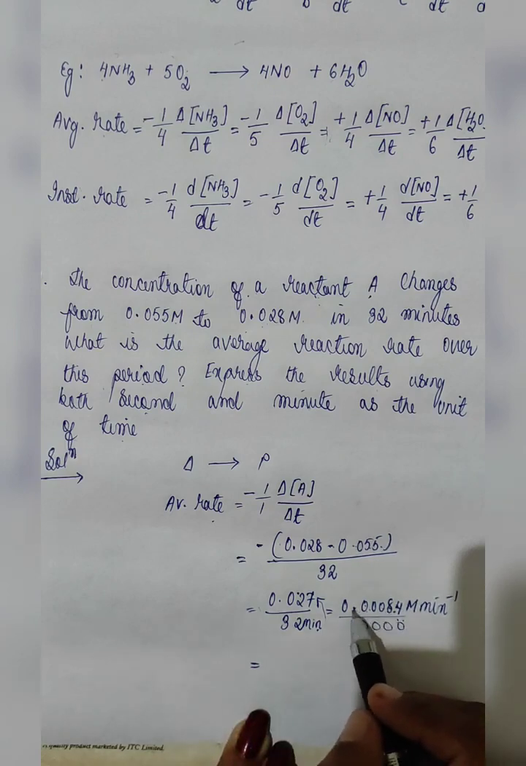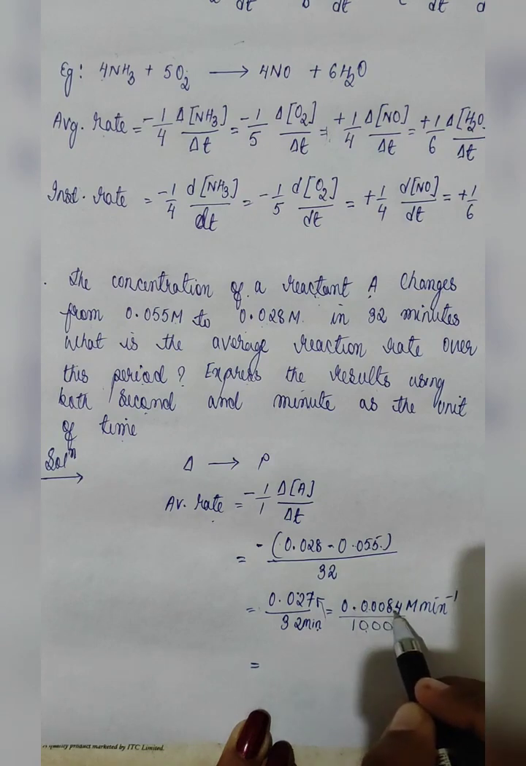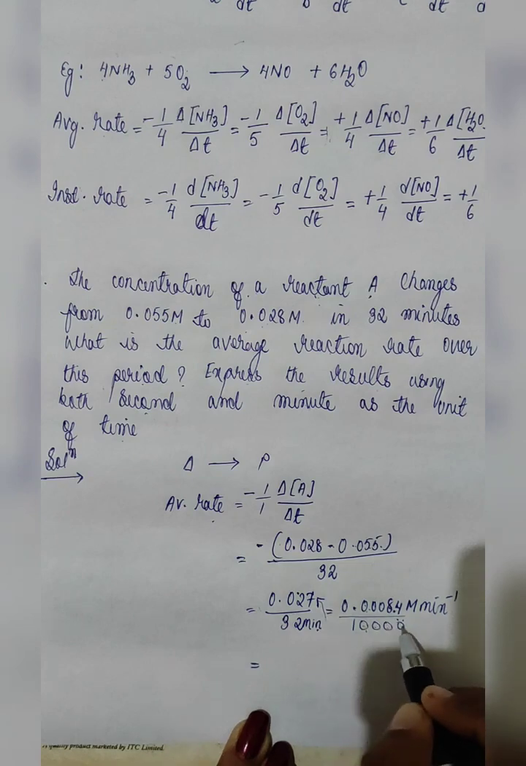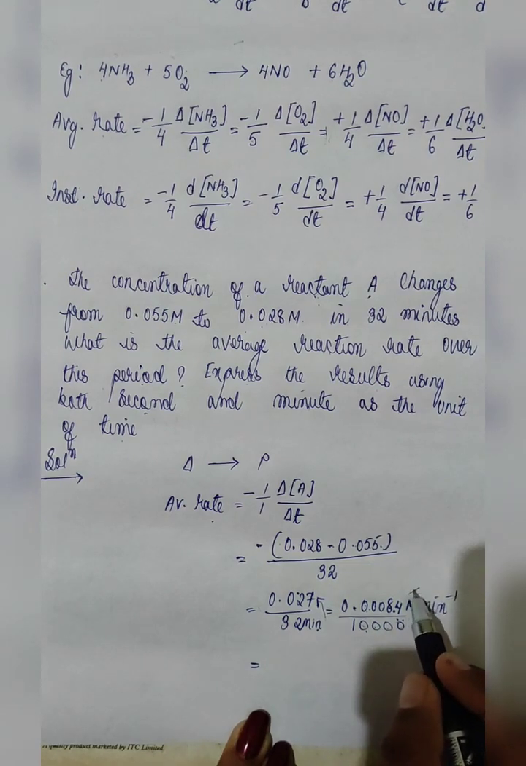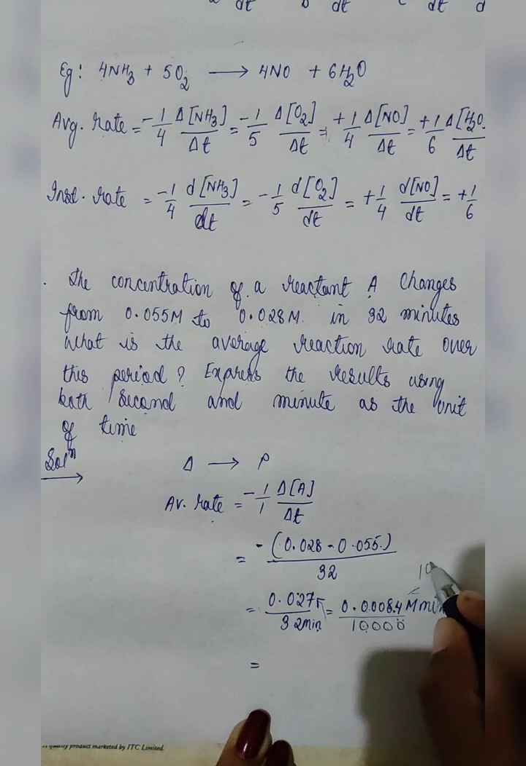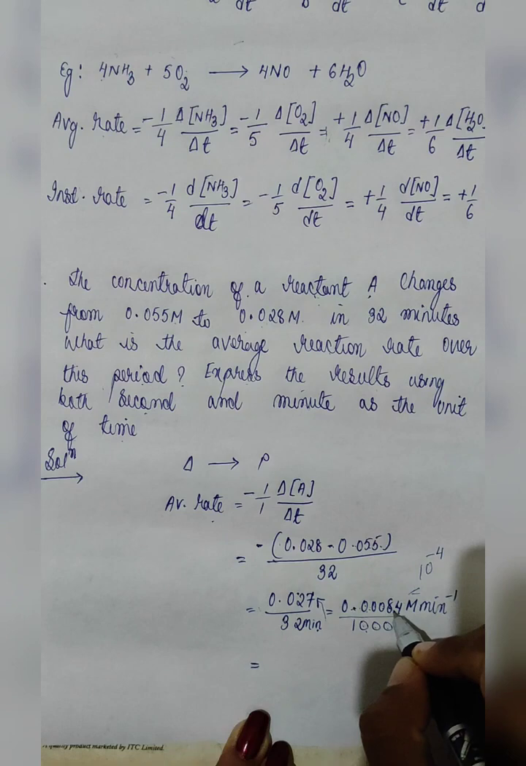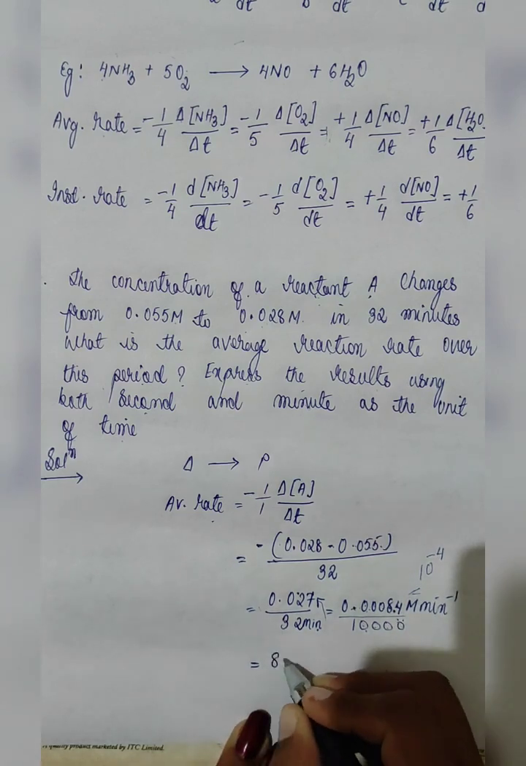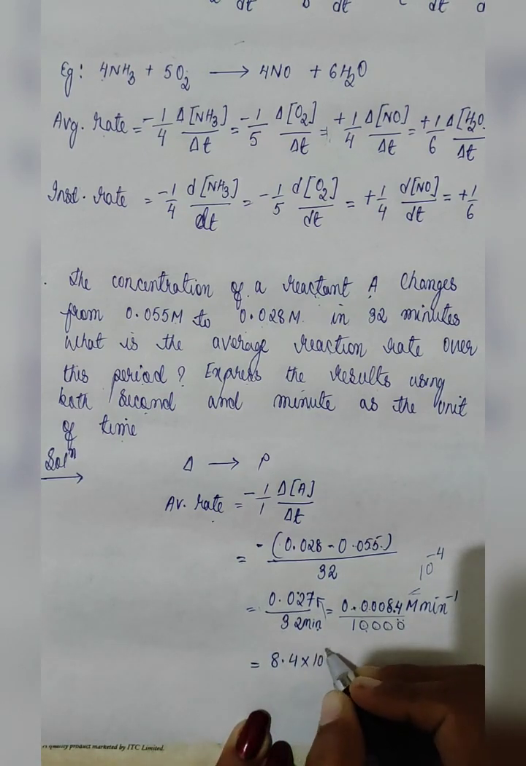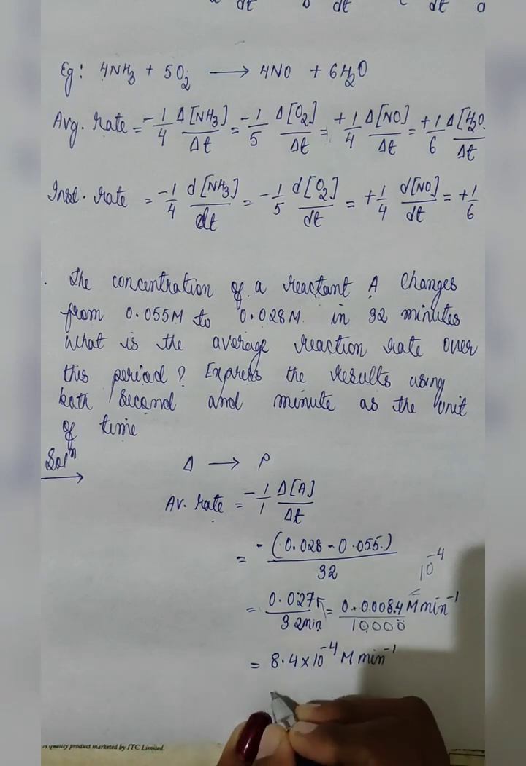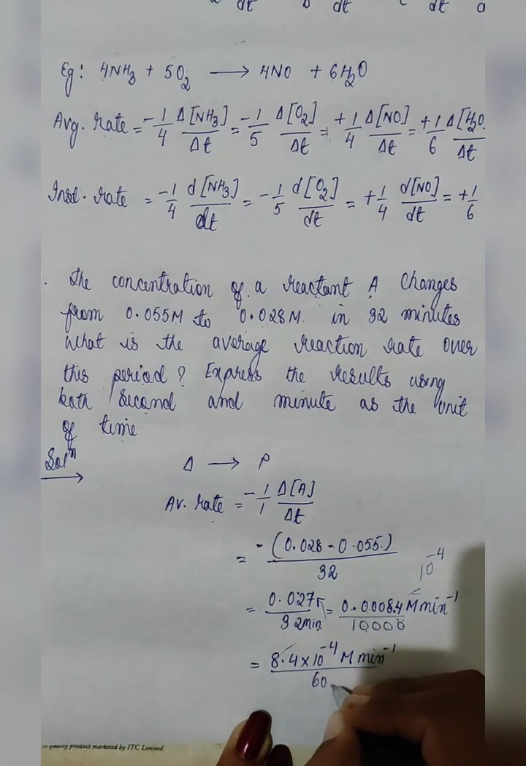So in order to push this decimal point towards the fourth step, this 1, 2, 3, 4, when we put it in the numerator, it will become 10 to the power minus 4 by pushing the decimal point to the fourth place. So it will be 8.4 into 10 to the power minus 4 M minute inverse. So in order to convert this to second, we have to divide it by 60 seconds.